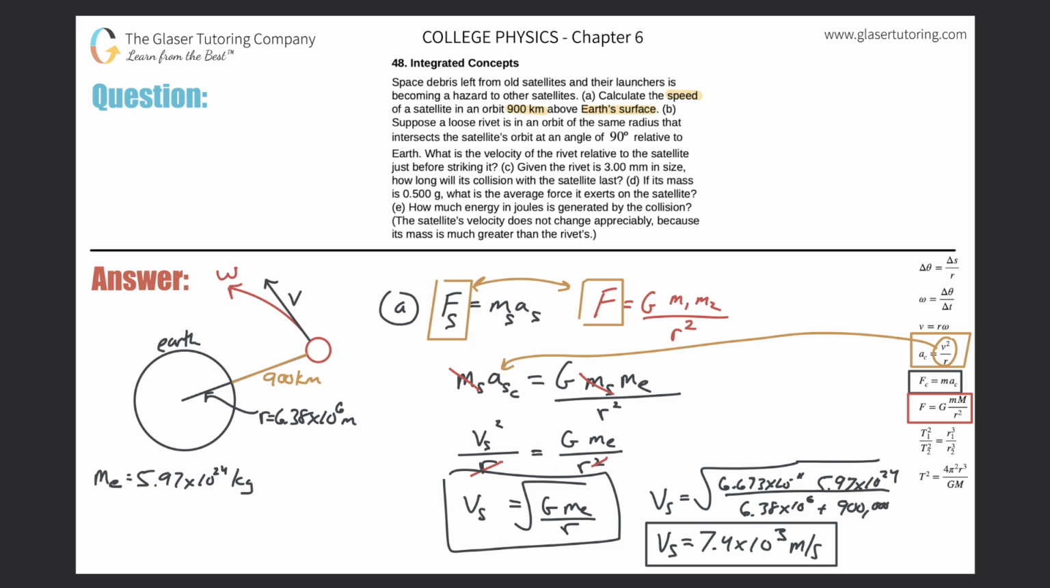Great. Why don't we take a look at letter B? So suppose a loose rivet is in an orbit of the same radius that intersects the satellite's orbit at an angle of 90 degrees relative to the Earth. What is the velocity of the rivet relative to the satellite just before striking it? Joy, right? There's a lot of stuff going on here, a lot of relative to this and relative to that. It's a good question, though. I'm not saying it's a bad question, but there's just a lot to consider.